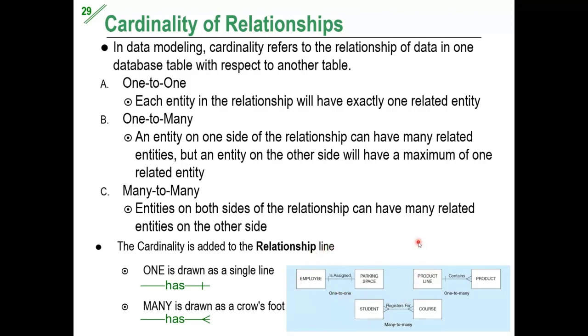So likewise here, one product line contains many products, right? One product can have many product lines. So one product can only be associated with one product line. So here, many to many, one student can register in many courses. One course can be registered by many students. For example, for the engineering IT diploma, we can have many students, right? So one course can have many students.